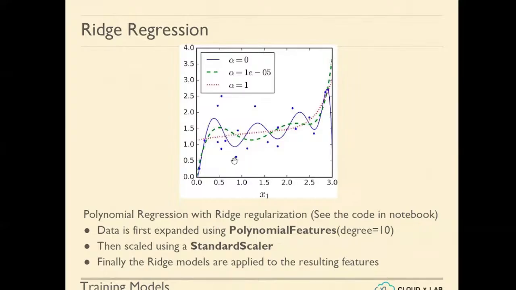Since this 10-degree polynomial has a high degree of freedom, or in other words, it is so flexible that it can fit each and every data point, the error is very low, right? So if we use a very high degree polynomial for this type of data points, then overfitting may occur. Now to prevent that, we will use regularization, right?